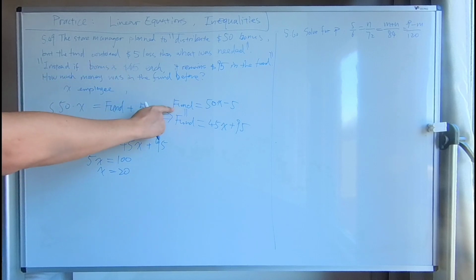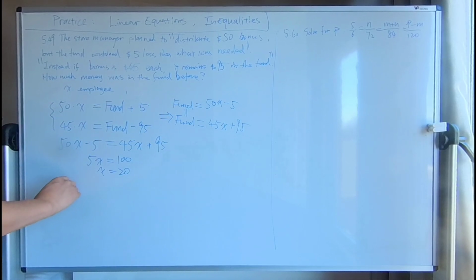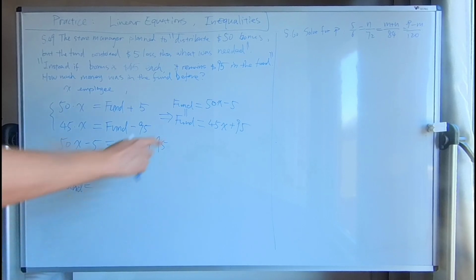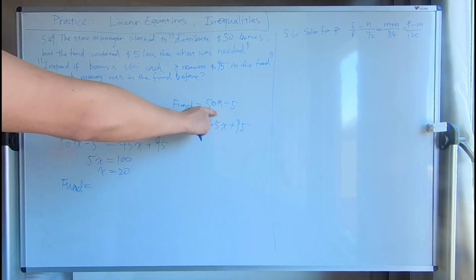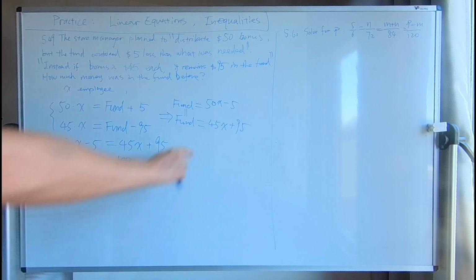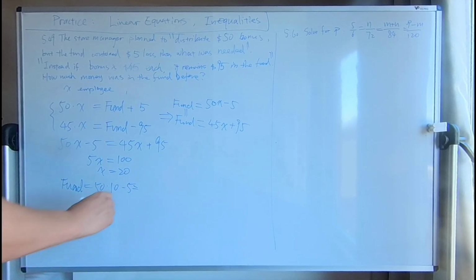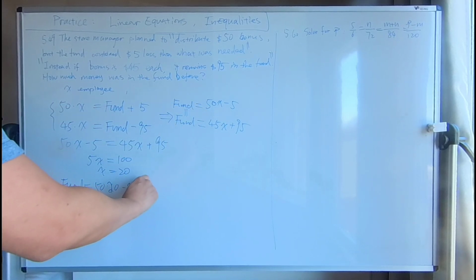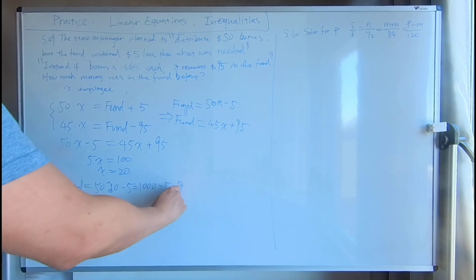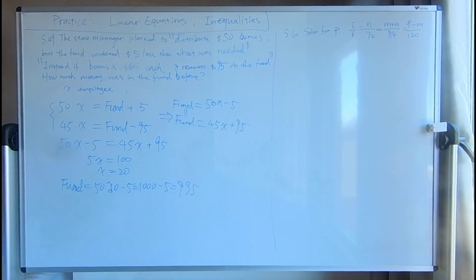Then I'm able to find the fund now, which you can get by plugging into either expression. It will give you the same output. I'm just plugging into the first expression, 50 times x minus 5. Sorry, the number of employees x is 20. So 50 times 20, which is 1,000, minus 5, which is 995. So 995 is the final answer to this question. Basically, how much money was in the fund? That's 995.